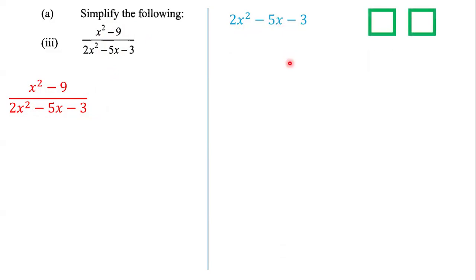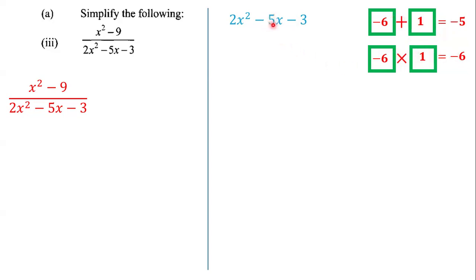And so we ask ourselves, okay, notice this is negative 5, and notice that this is negative 3. So we say, okay, what two numbers can we use that when we add them, we get negative 5, but when we multiply them, we get negative 6? Let's use negative 6 and 1. If we add negative 6 plus 1, we get negative 5. And if we do negative 6 times 1, we get negative 6.